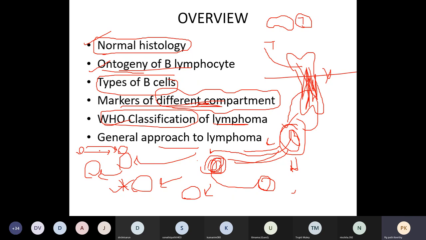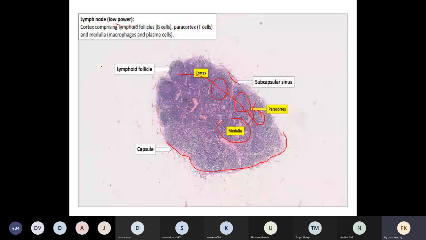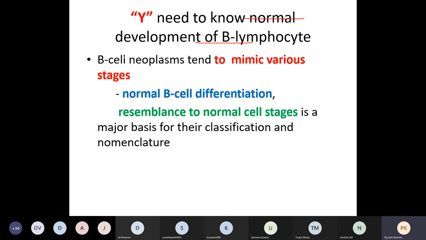Why do we have to know this? Because all your B cell neoplasms tend to mimic these various stages of normal B cell differentiation. Understood? So if there is any abnormality in this normal differentiation at different stages, it will give rise to different lymphomas.